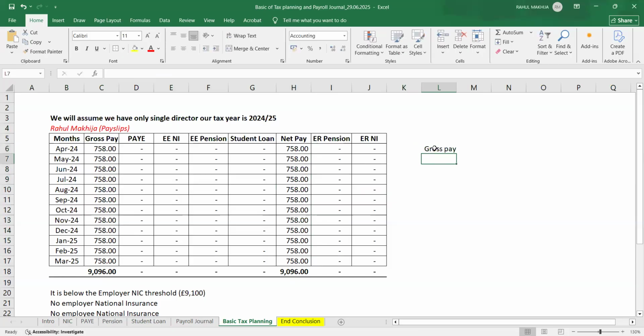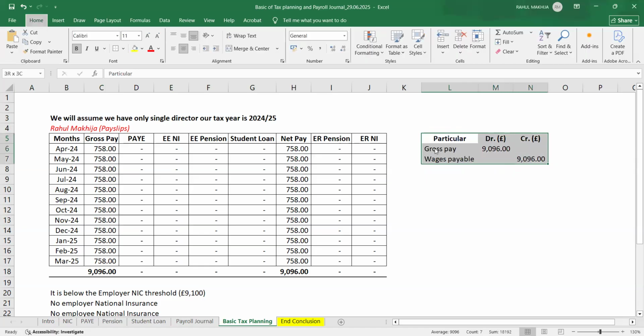gross pay debit, which will be £9,096. And we will credit wages payable or net wages. So this is the payroll journal for our period, which we will be posting in our books of accounts.